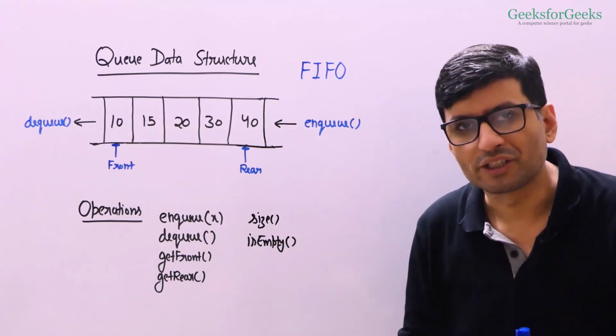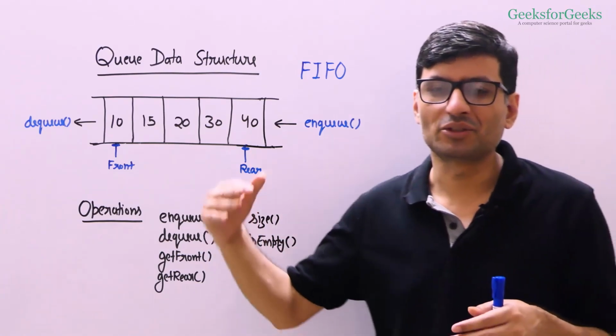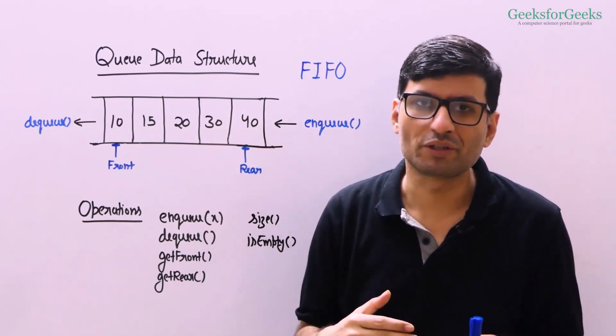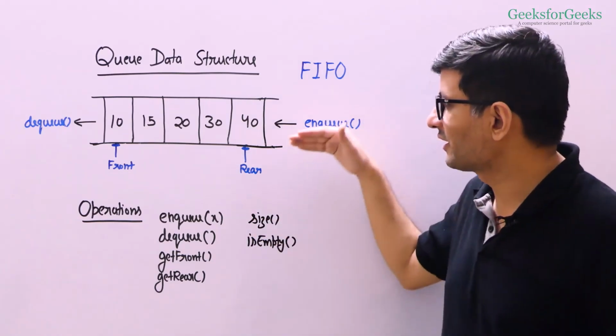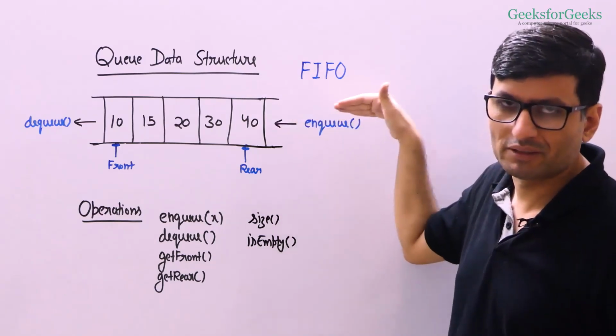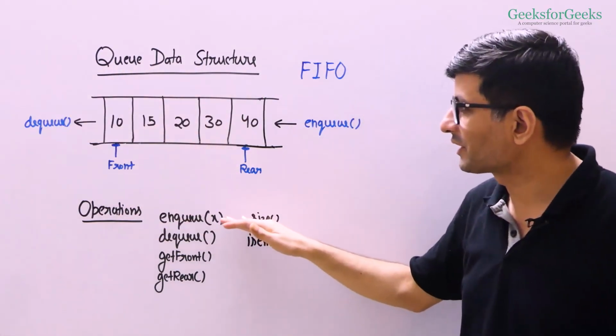We may also consider queue as a pipe in a supply chain. In a supply chain, you try to push some items at one end of the pipe and you try to remove items from the other end of the pipe. So it's like this, items are going to be added one by one from this end and they are going to be removed from this end. So that's how queue data structure works.